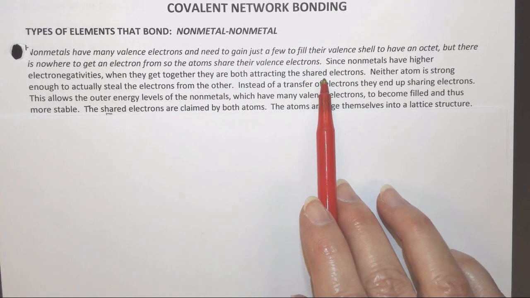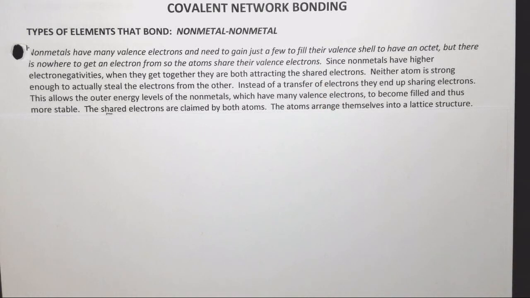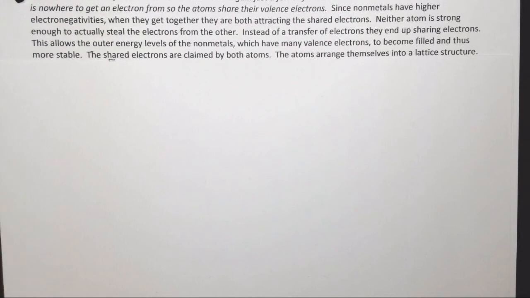Any shared electrons can be counted by both nuclei that are sharing the electrons. The shared electrons spend their time between the two nuclei. The atoms do arrange themselves into a lattice structure. So all of these different kinds of bonding, metallic, ionic, and now covalent network, do create a lattice structure when they are in the solid state.